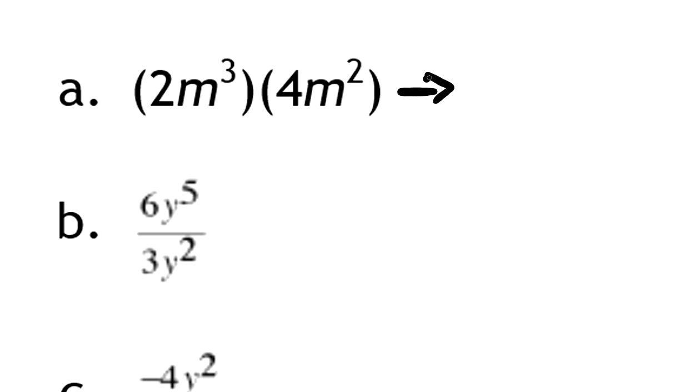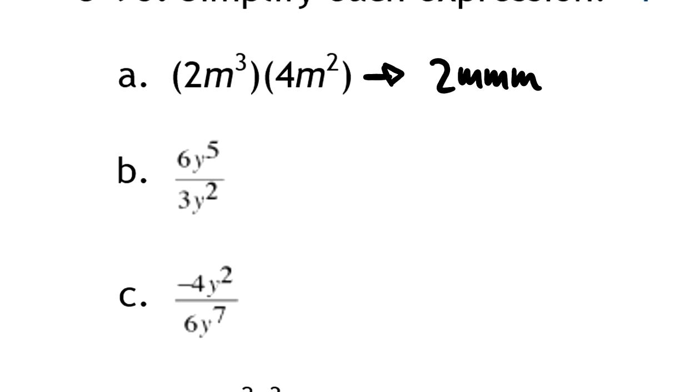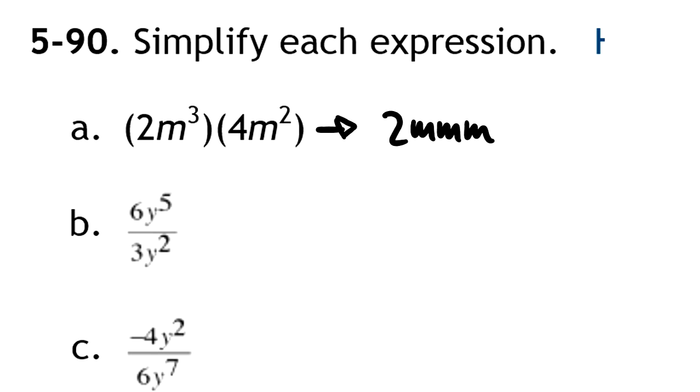That's 2 and then m, m, m. So let's be real clear here. This is not 2m being cubed, right? This is not what we have. This would be 2m, 2m, 2m. What we have is just 2 and then m that's getting cubed. So only the m is being cubed. So it's a 2 and then m, m, m.